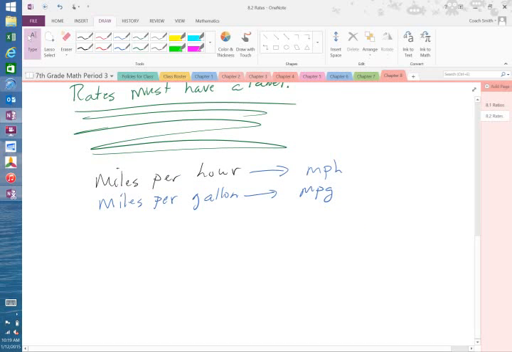Another one, not dealing with cars, is words per minute. Okay, WPM. Words per minute would be in typing. Okay, you do a typing time test. At least we always did when I was in high school, except we were using typewriters, we weren't using computers.